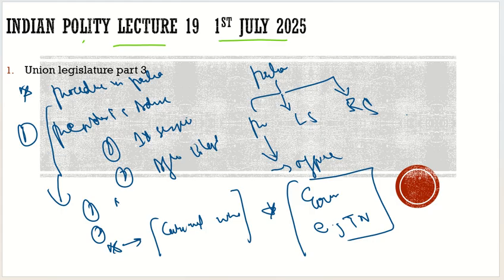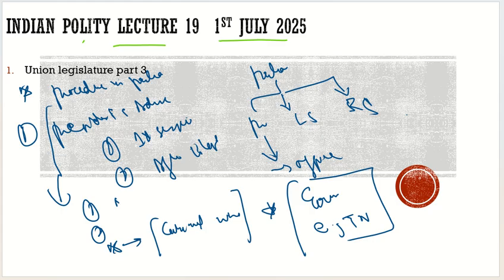Now, after the president's address is done, there would be a discussion in the Lok Sabha. Then it would be passed by a simple majority. If it passes by a simple majority, then it will go to the Rajya Sabha. Once there has been the discussion, the motion of thanks would be adopted. The motion of thanks would be adopted by a simple majority.